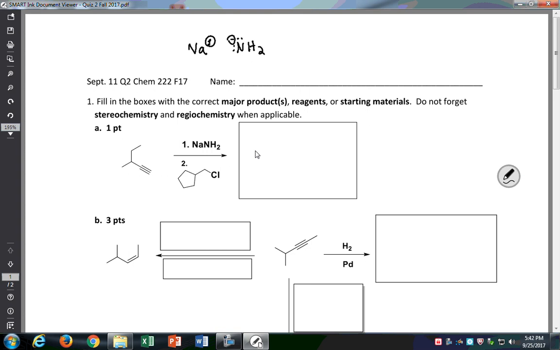However, it's not strong enough to just deprotonate anything. We need a sort of acidic hydrogen, and the only sort of acidic hydrogen we have is the one on our triple bond. So the first step is going to deprotonate our triple bond. Notice our triple bond is retained. So when we deprotonate our triple bond, we end up with a carbanion, a carbon with a lone pair. How can we describe this compound? How's it going to act?